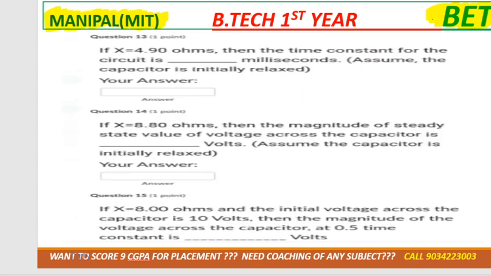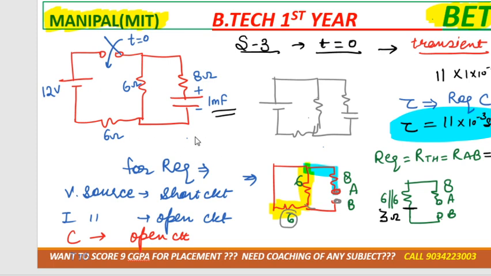Okay, now your assignment question. Now they have given that the value of x is this, then the time constant for the circuit is dash millisecond. As I told you, time constant is what? Tau, and that is R equivalent multiplied by C. So I told you how R equivalent is found, how RTH is found. By my values, meaning here they have given the value of x as 4.90, so wherever I took 8, here you can take the 4.90 value, replace 8 with 4.90, then accordingly you will get the value for 2.